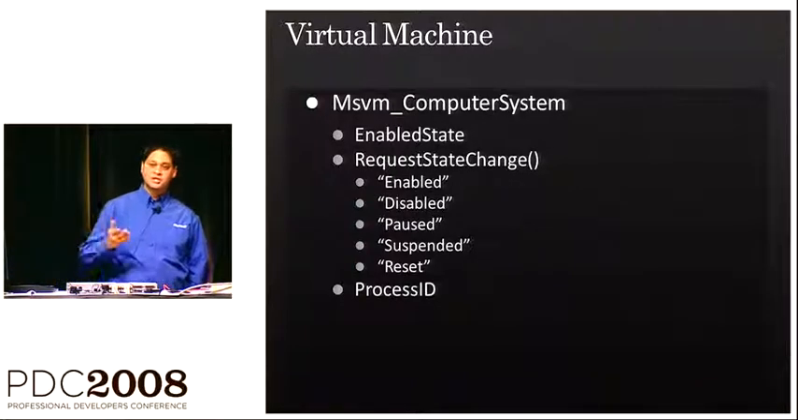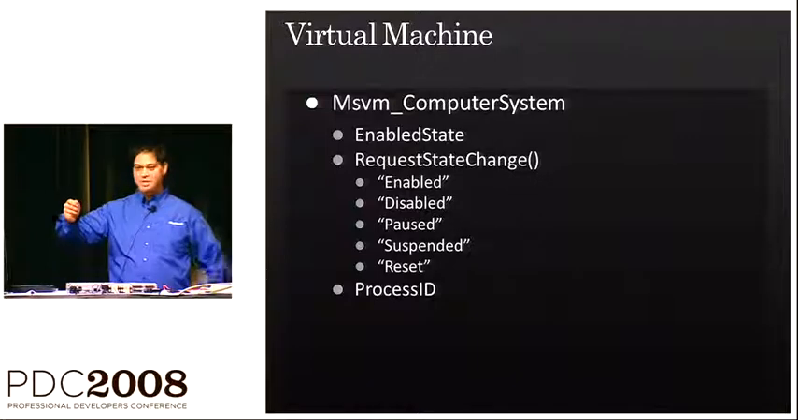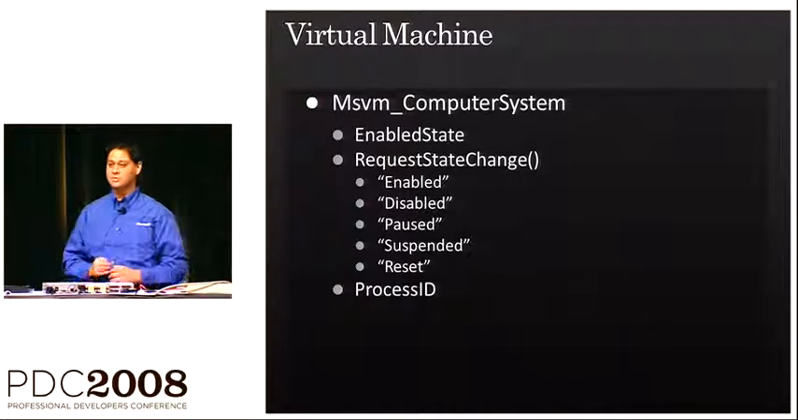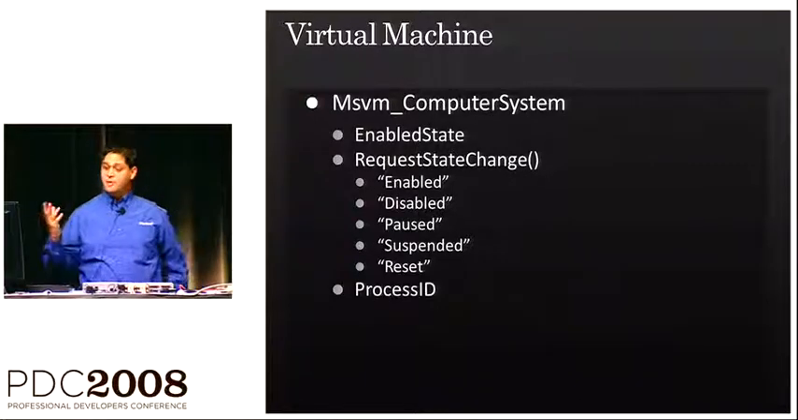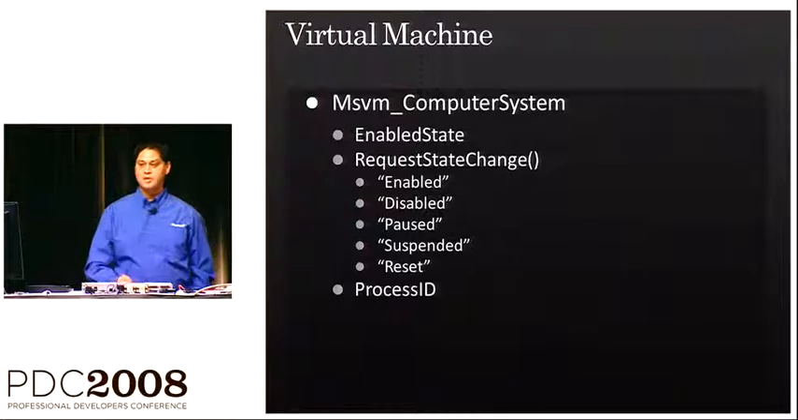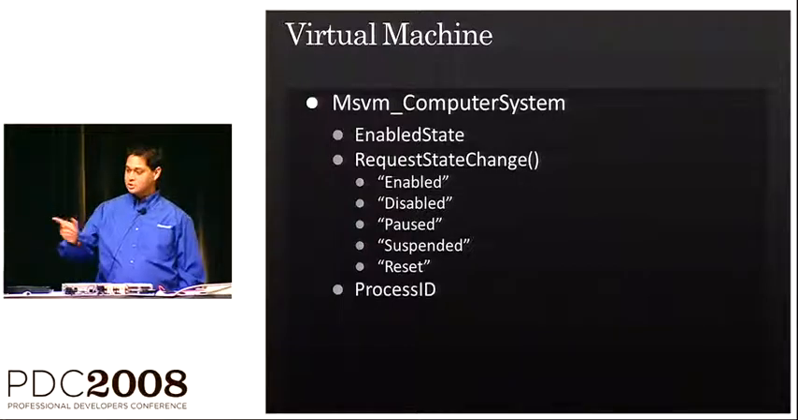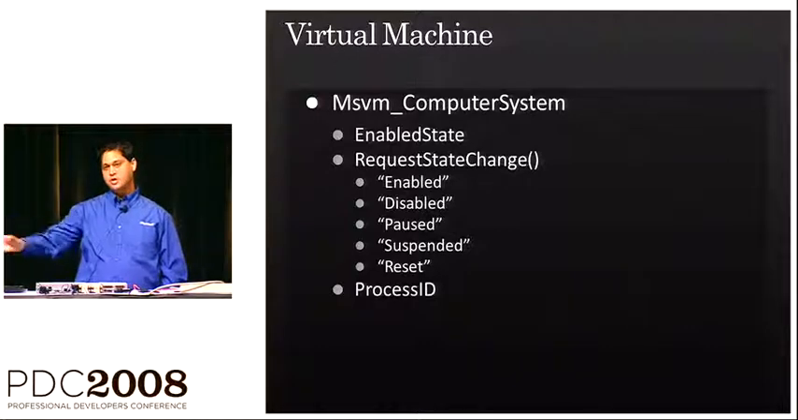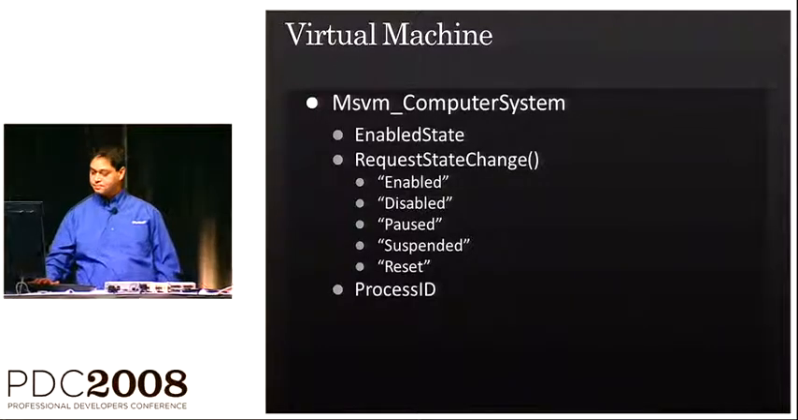The process ID is interesting because if you open up Task Manager and try to track where that virtual machine is, to see what its resource consumption is or anything like that, you can't really tell the difference because they're all named vmwp.exe. So this process ID will actually help you map a virtual machine to what you're seeing in Task Manager.